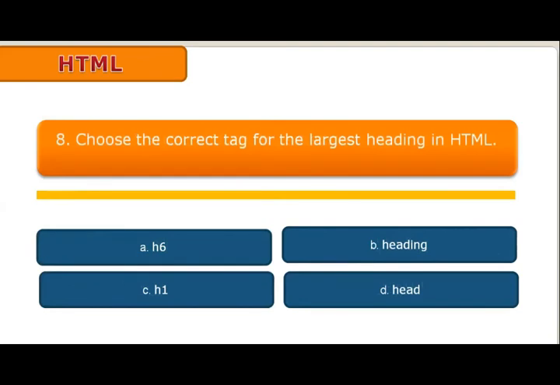Question number 8. Choose the correct tag for the largest heading in HTML. H1 to H6 are used for headings. H1 is the largest heading and H6 is the smallest heading. So the answer is H1 is the largest heading in HTML, and the other options are not used for heading purposes. So answer is C, H1.